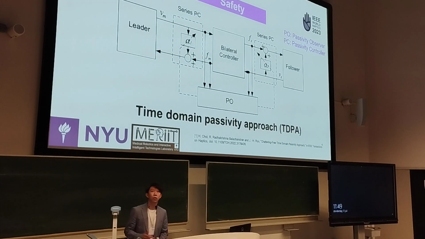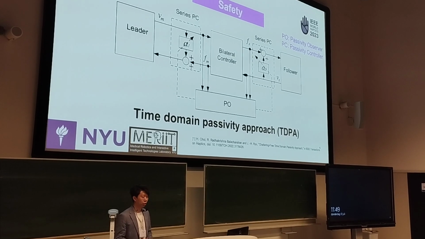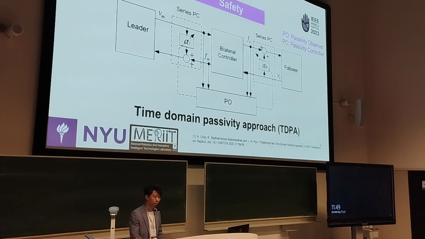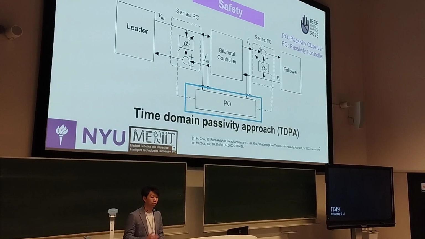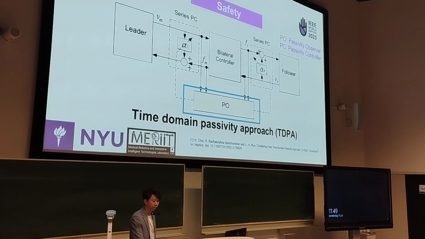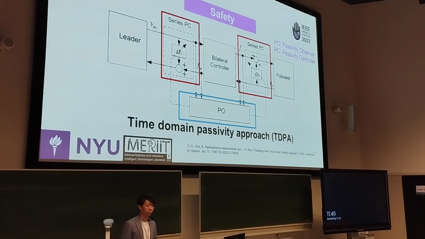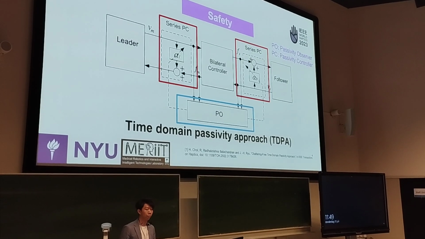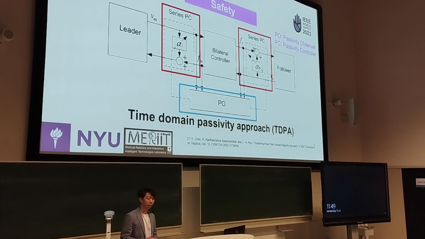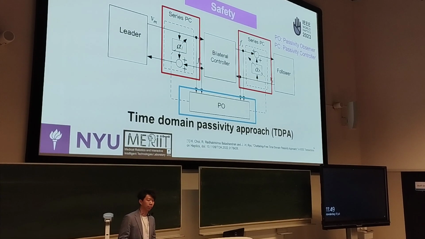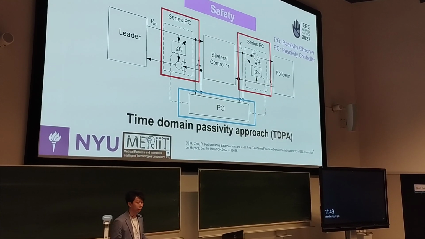literature. For example, one popular structure is the time domain passivity approach, TDPA, which has two components. The first is the passivity observer, PO, and the second is the passivity controller, PC. The passivity observer will keep observing the system energy level, and based on that, the passivity controller will adaptively modulate the velocity and force to guarantee the system's passivity and thus stability.